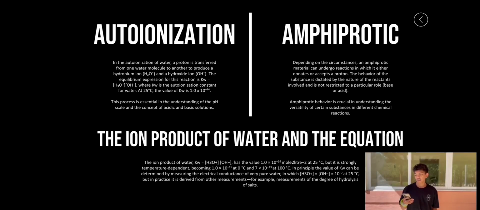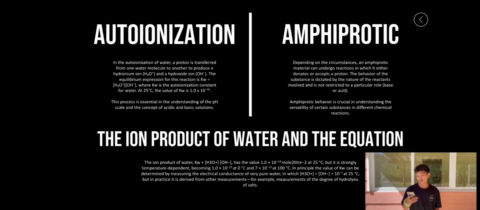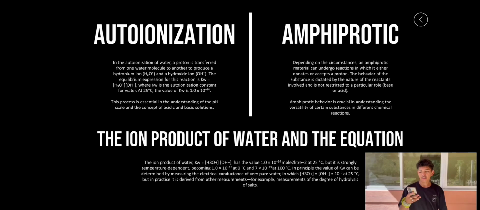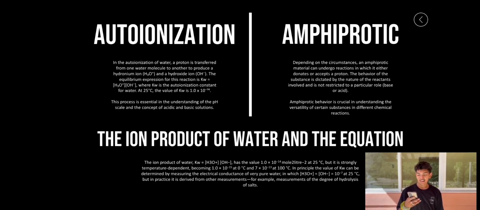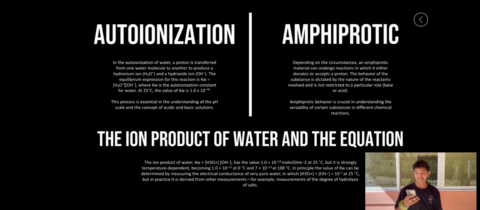Ion product. The ion product of water has the equation Kw equals [H3O+][OH-], and has the value of 1.0 times 10 raised to the power of negative 14 mol² L⁻² at 25 degrees Celsius, but it is strongly temperature dependent, becoming 1.0 times 10 raised to the power of negative 15 at 0 degrees Celsius, and 7 times 10 raised to the power of negative 13 at 100 degrees Celsius.